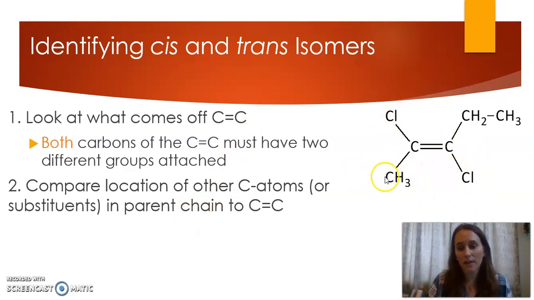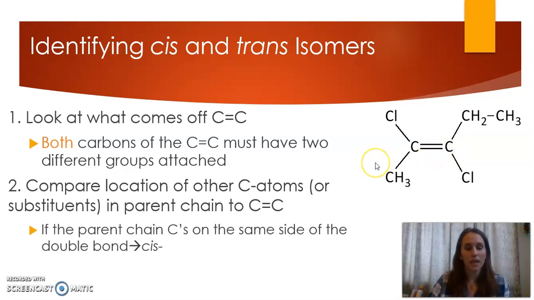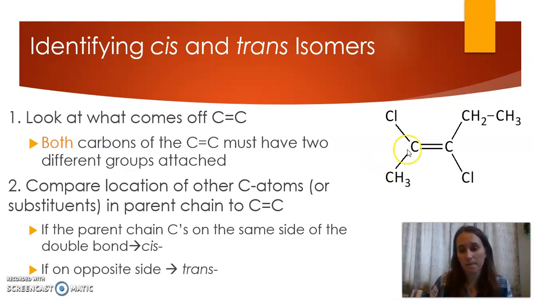But we have, here's our parent chain, 1, 2, 3, 4, 5. Compare the locations of the other carbon atoms in the parent chain to the location of the double bond. If the parent chain runs on the same side, it's cis, and if it runs on opposite sides, it's trans. So this is what I mean here. Here I have my little one carbon group that starts this little pentene here. So this is the first carbon, and it's below, and then it goes above. So I went from below to above. So those are on opposite sides.